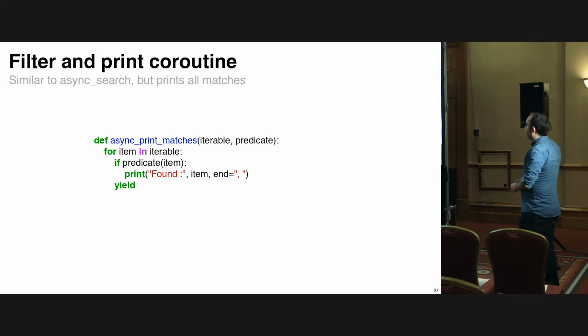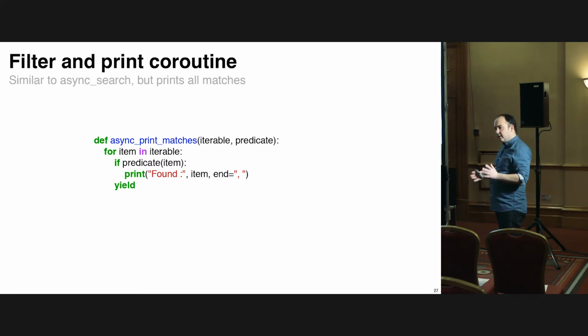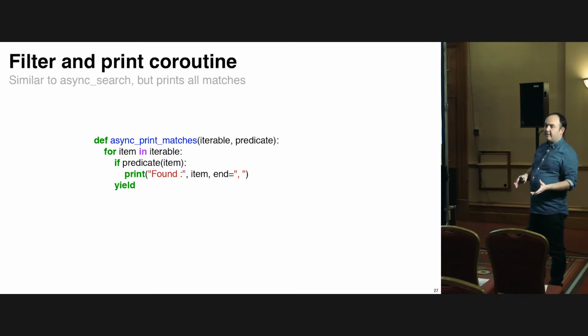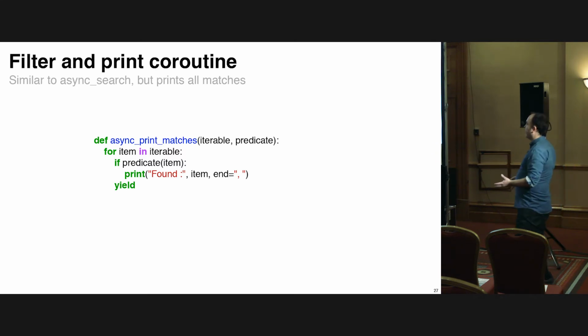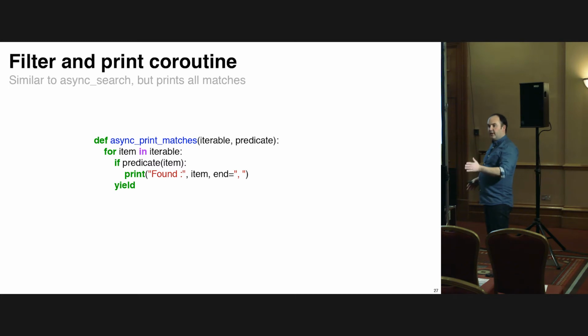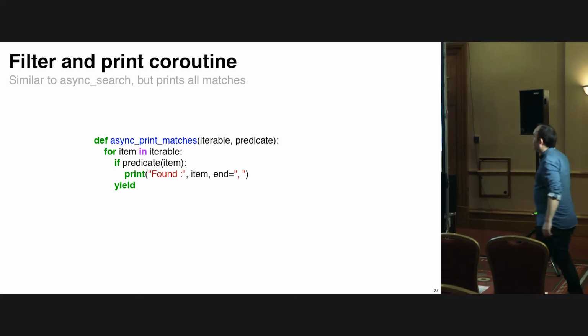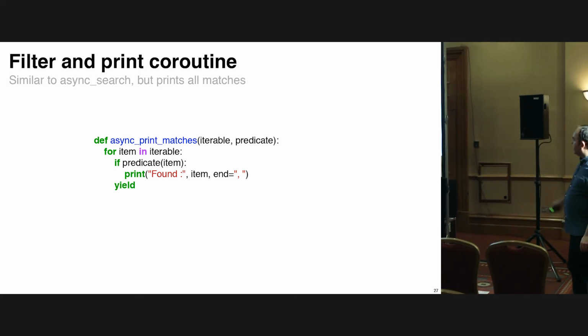And here is another function, async print matches. This is very closely related to the search function, except now rather than returning the first match, we're printing every match, right? So we just test against the predicate. If it matches, we print it. And we just run forever. So this will go on for as long as the iterable series. Okay?